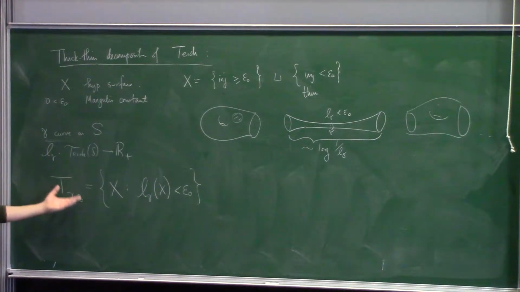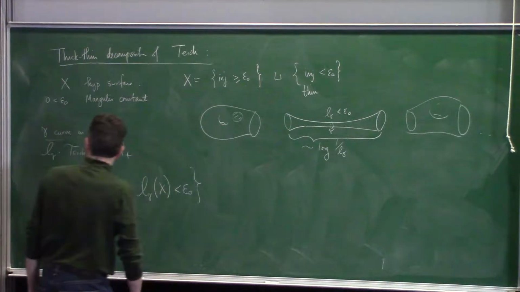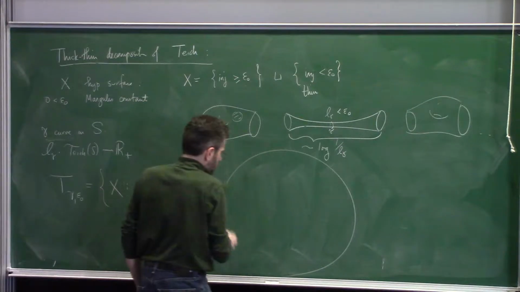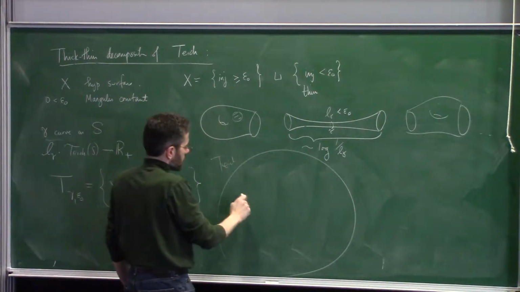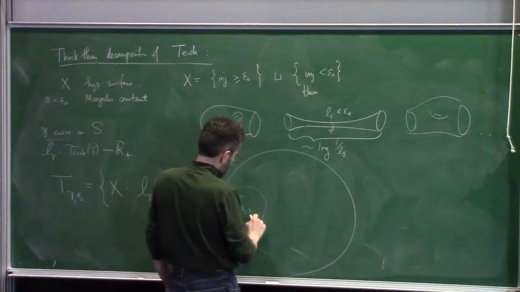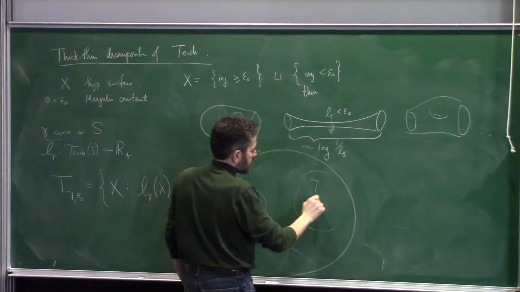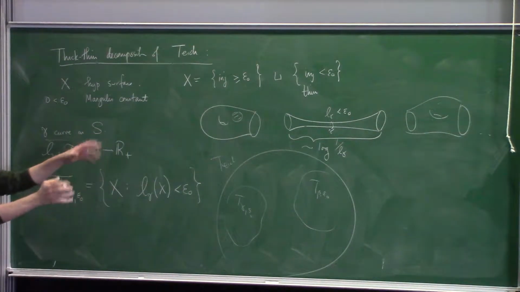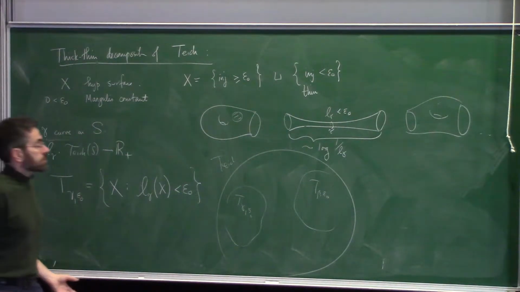So here gamma would correspond, on that surface, to such a piece of the thin part. And now you have a region in the Teichmüller space where that gamma is short. Well, we don't know what it looks like, right? So here's our Teichmüller space. And then there's a bunch of regions, T gamma epsilon, and here's another, T beta epsilon. And they somehow are arranged in the Teichmüller space.